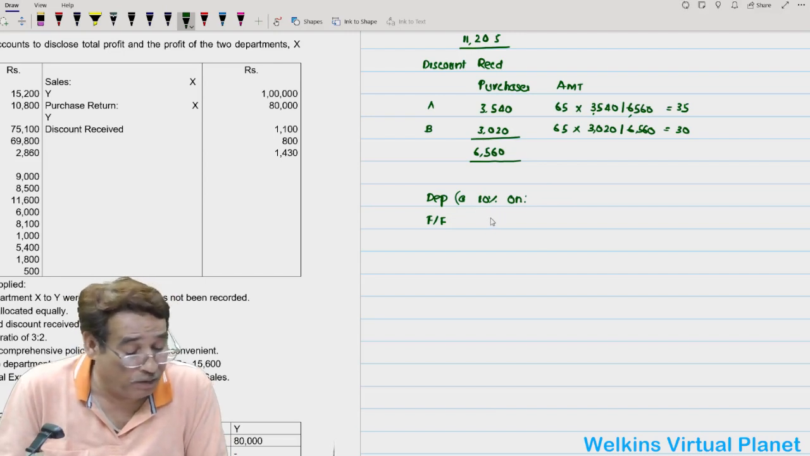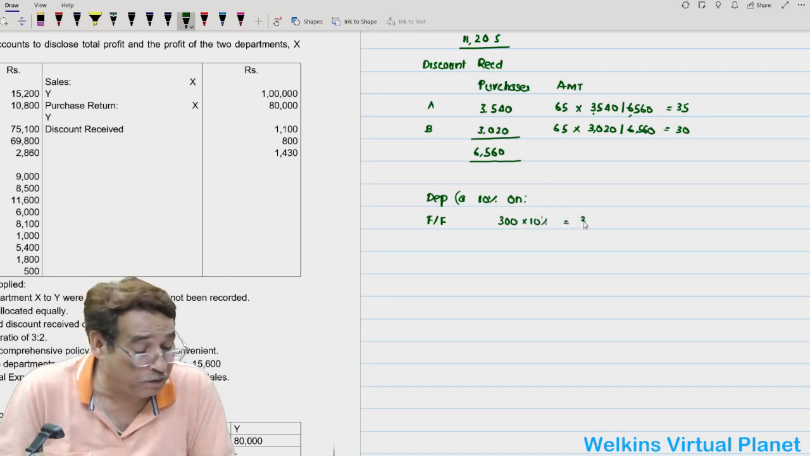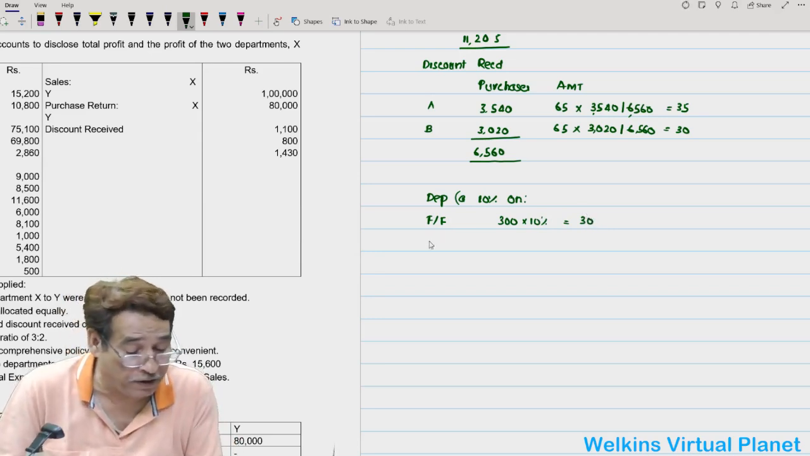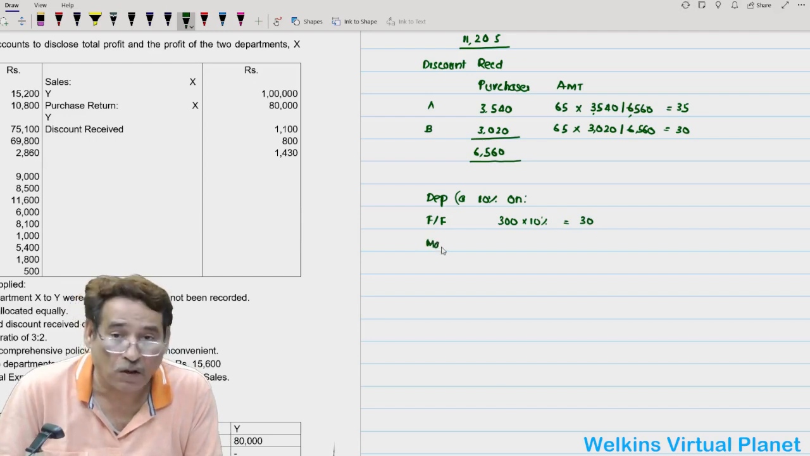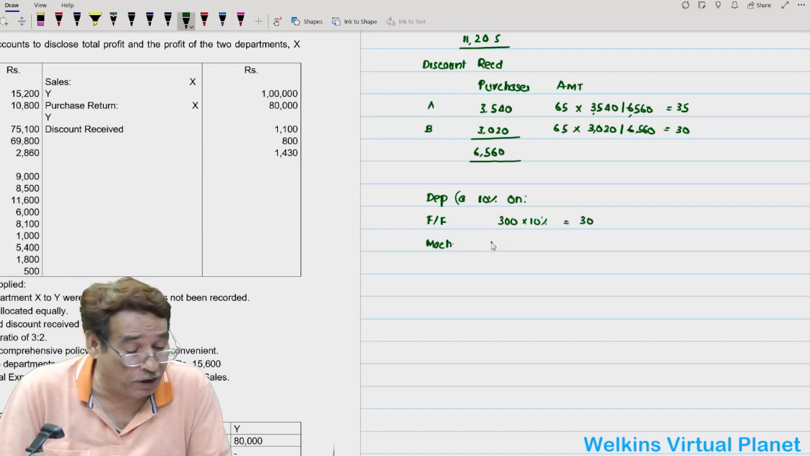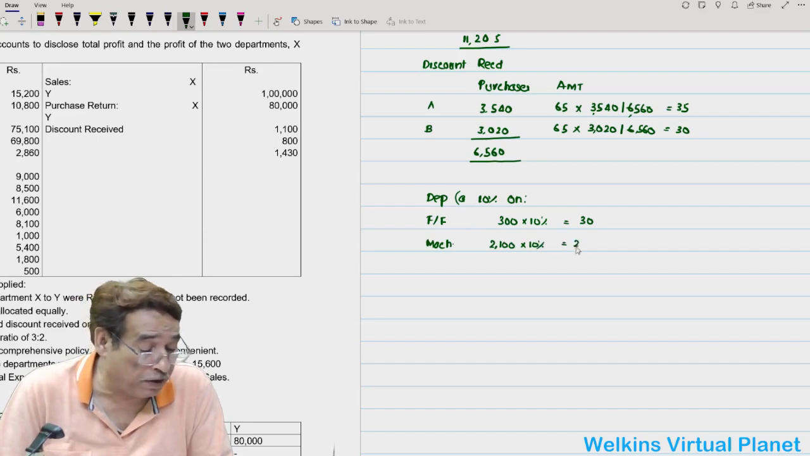So depreciation on furniture will be equal to 300 into 10%. Sorry, that will be equal to 30. And the figure of machinery is 2,100 into 10%. That is 210. So total depreciation will be equal to 240.